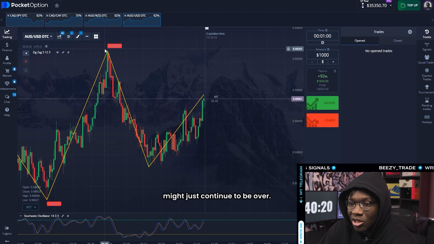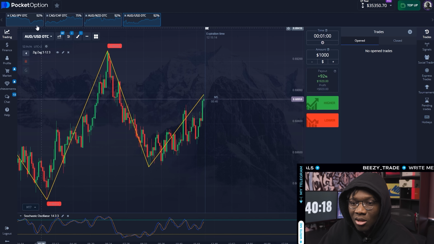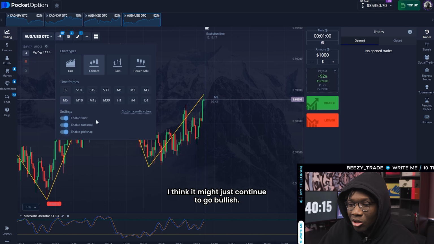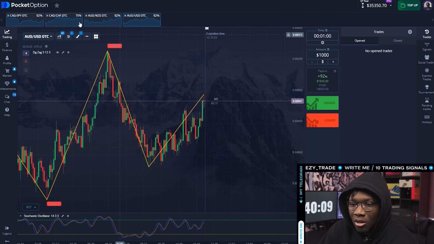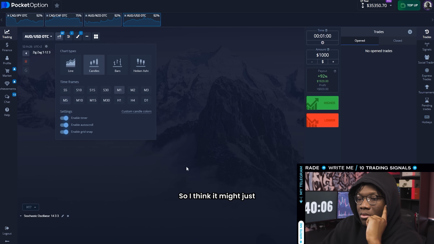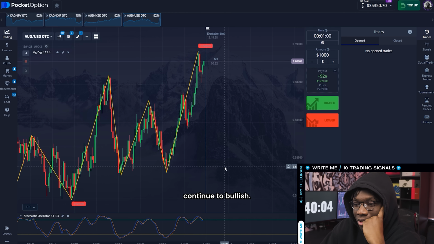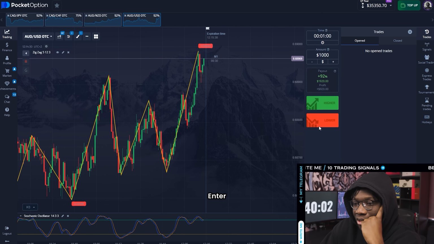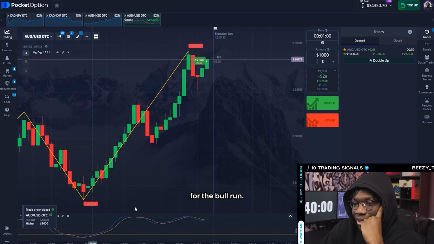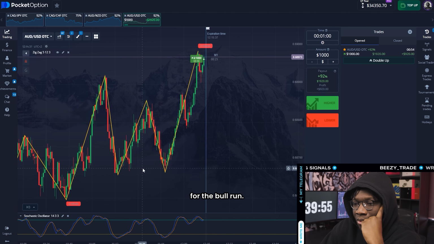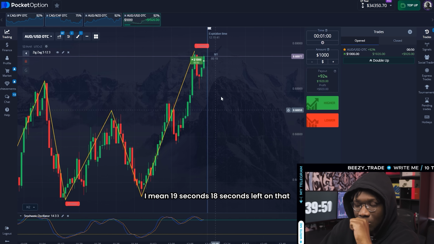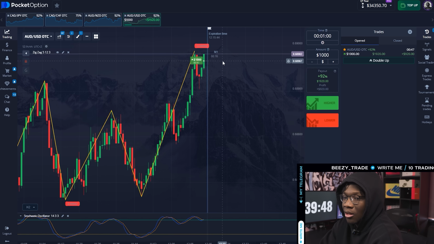Oh no, I think it might just continue to be bullish. This is 1, 2, 3 point. Okay, so I think it might just continue to be bullish. Just enter, follow their bull run. About 19 seconds, 18 seconds left on that.